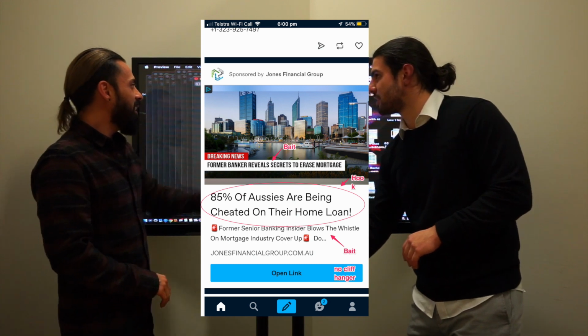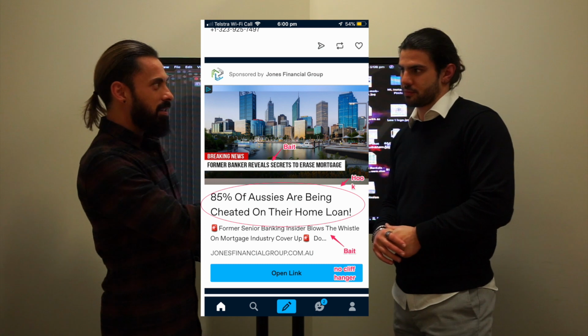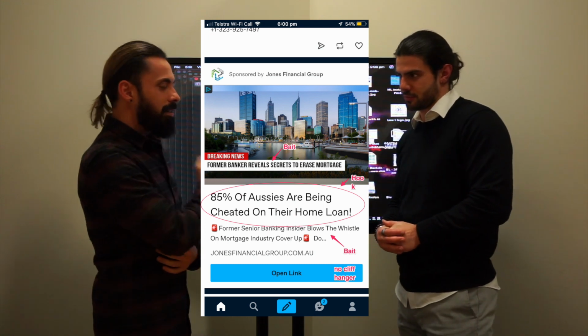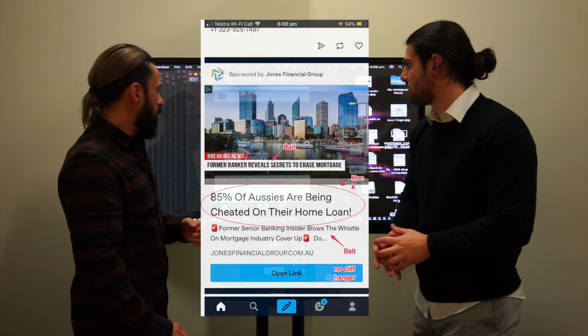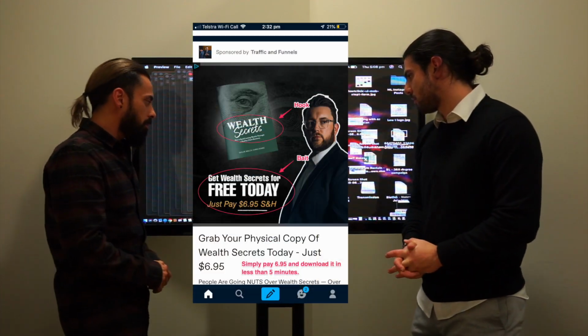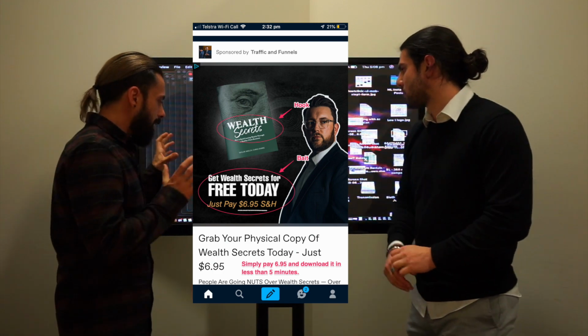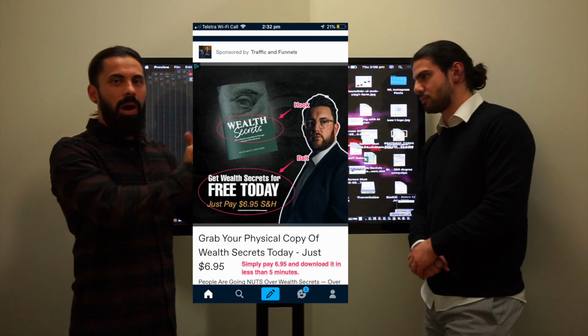Exactly. This is key. Anytime you can have a business that ties to the piece of the ad, very, very powerful. Okay, so again, these guys are doing really well. They're all over the place, and they're making a statement. And their statement is that they have wealth secrets.